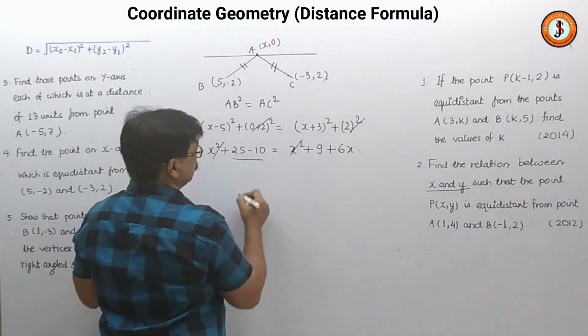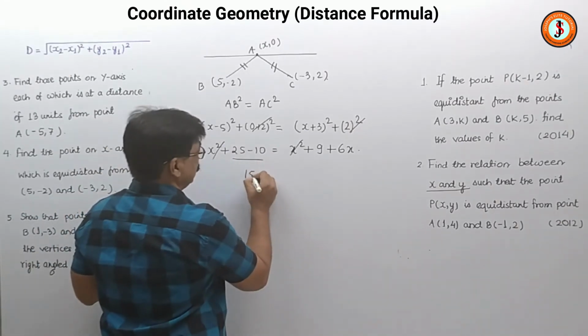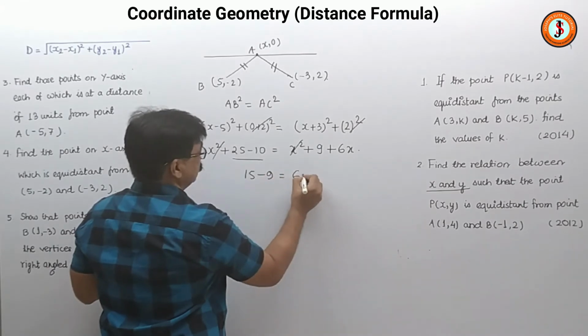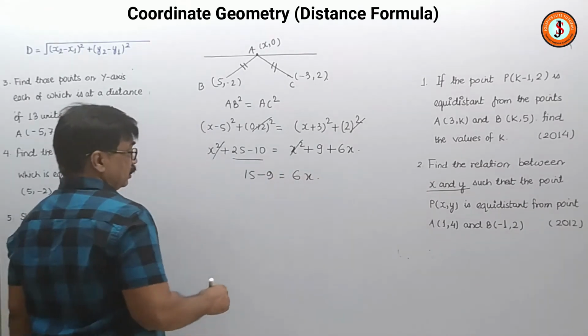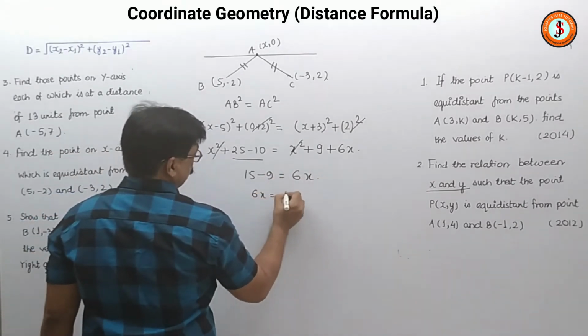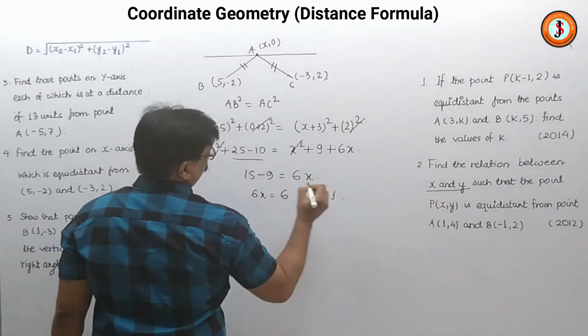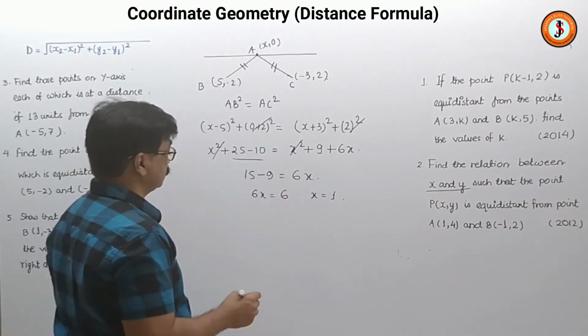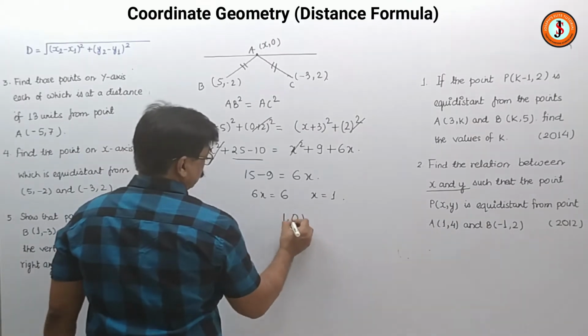Now 25 minus 10 is how much? 25 minus 10 is 15, minus 9 is equal to 6x. 15 minus 9 is 6, so 6x is equal to 6, so x is equal to 1. So the point on the axis is 1 comma 0.